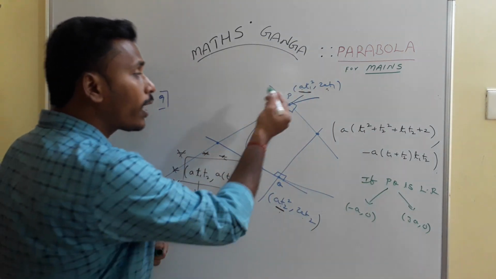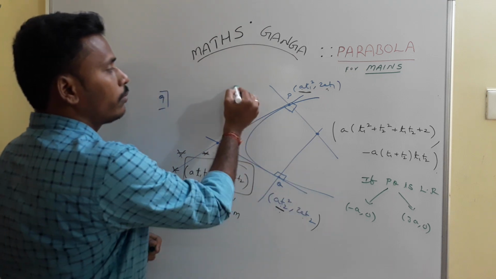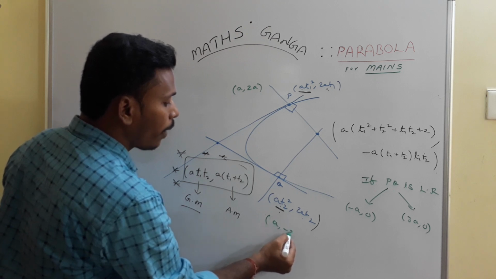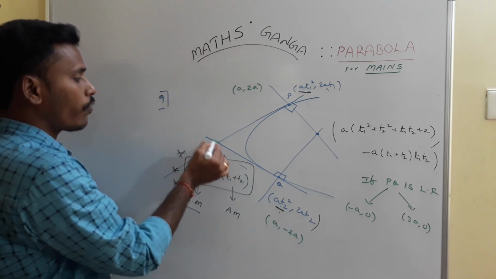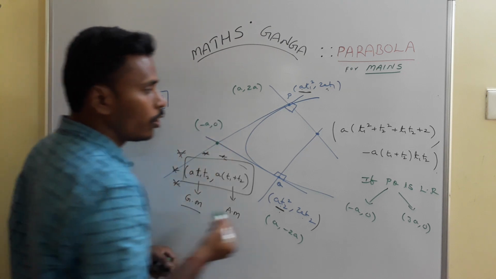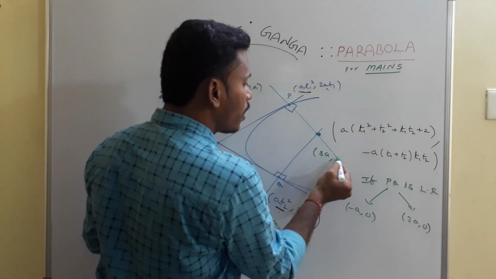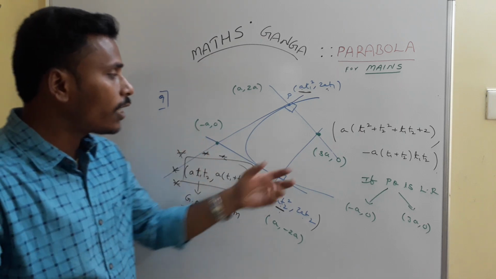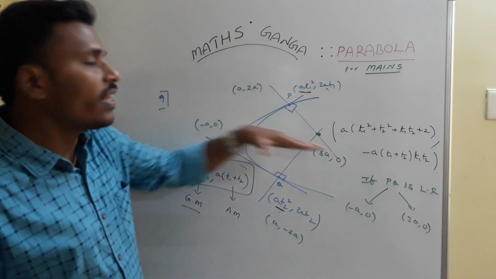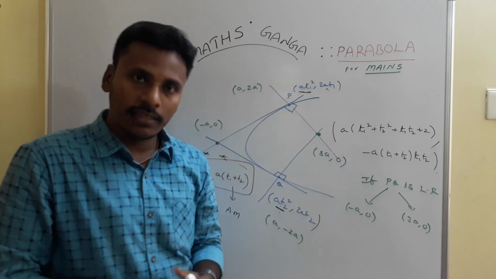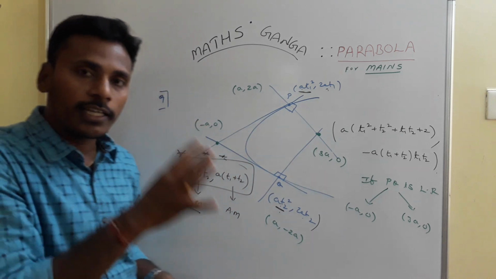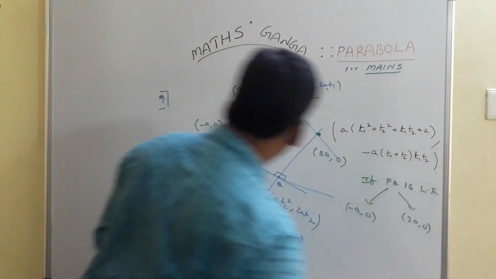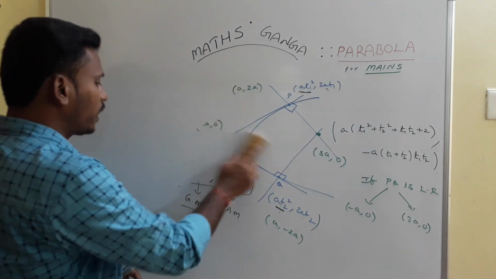You need to identify. And what about that P? See, if PQ is the latus rectum, then point P is (a, 2a) and point Q is (a, −2a). Then this point of intersection of tangents will become (−a, 0) and this point of intersection of normals will become (3a, 0). And it is clear that the point of intersection of tangents as well as the point of intersection of normals lies on the axis if PQ is the latus rectum. This is the 9th conceptual idea. After this, I am moving to the 10th conceptual idea.